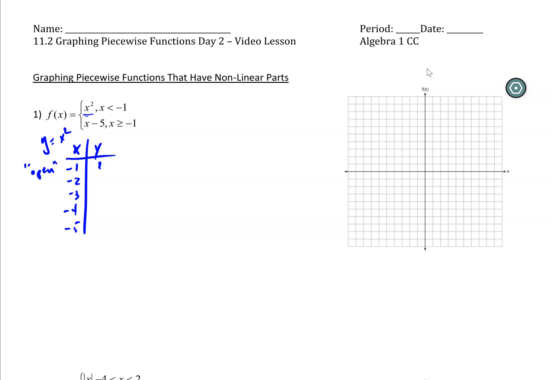So I'm going to write those down: 1, 4, 9, 16, 25. Obviously I can keep going, but I don't even think I'm going to be able to graph 25 here on my graph paper, so that's enough.